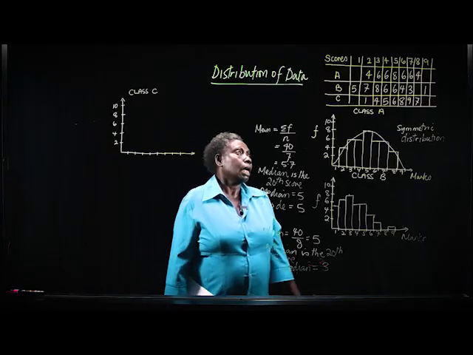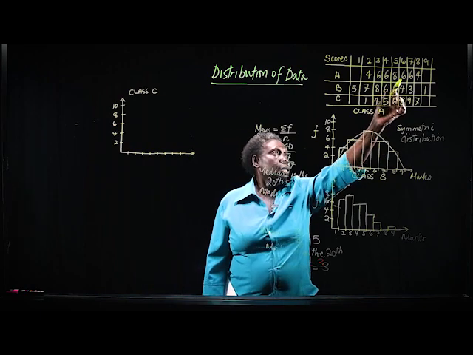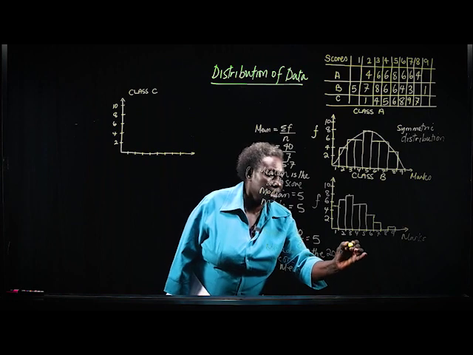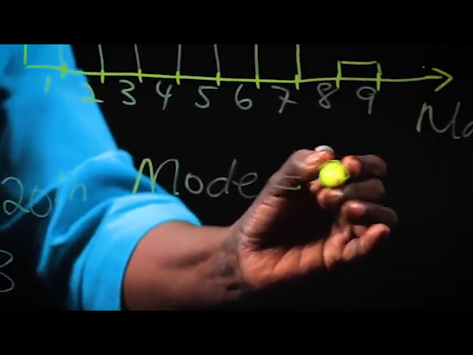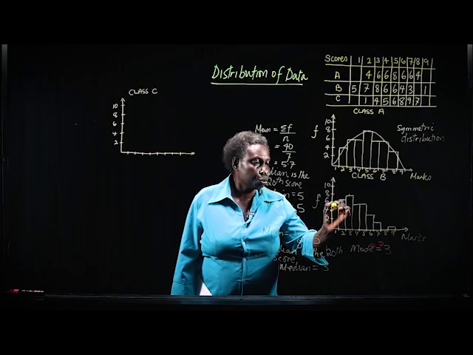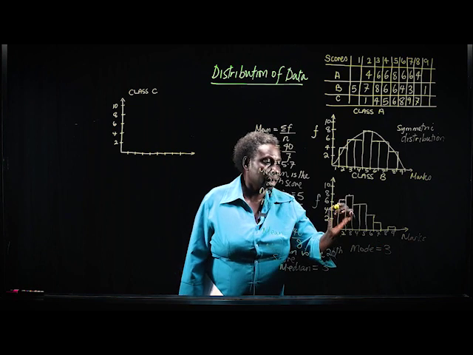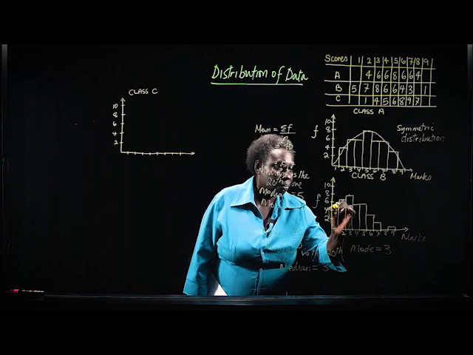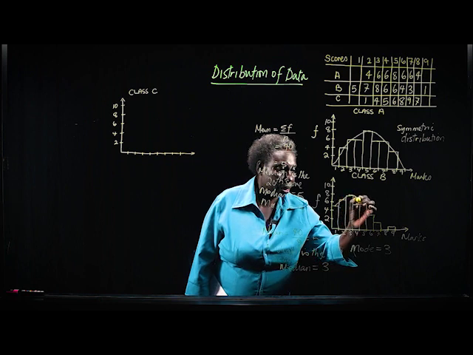The mode is the score with the highest frequency. So from here, we can see that the mode of class B again is 3. Now, if I am going to draw this, join these dots here, let's see what the graph is going to look like.